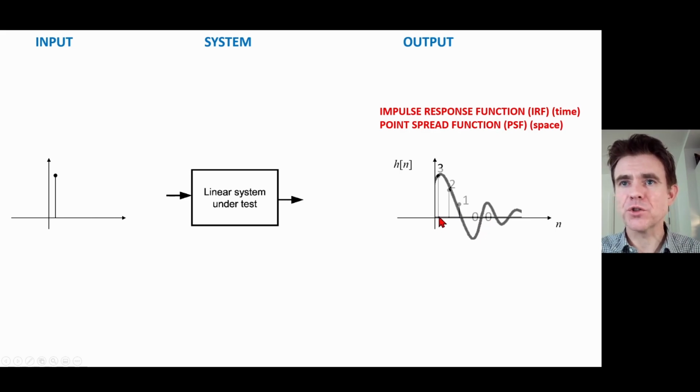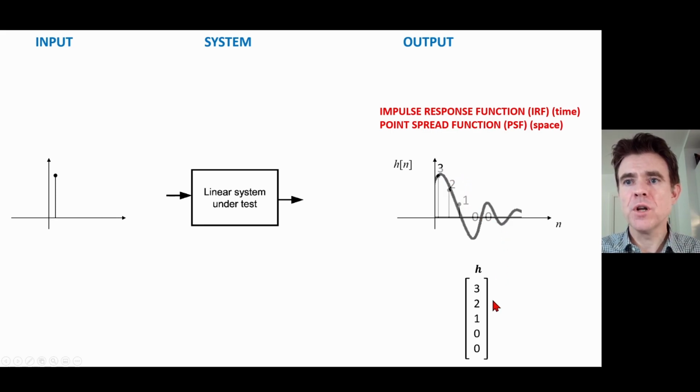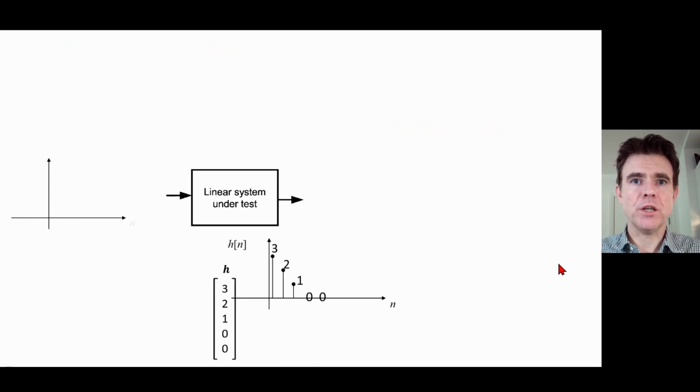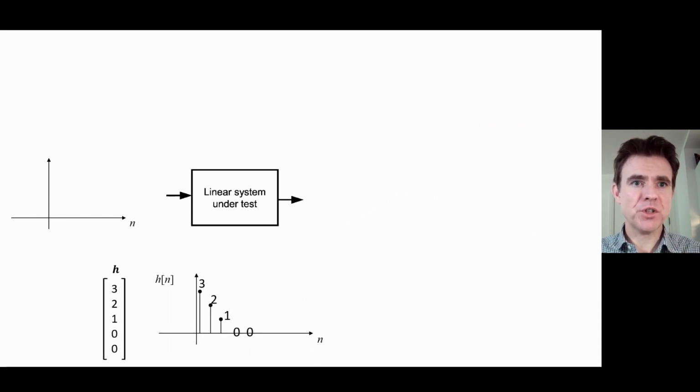I've got this first sample a little bit off the origin just for simplicity here, so we can actually see the amplitude of the sample. I'm just going to be working with a simple convolution kernel or impulse response function that is just the values 3, 2, 1, 0, 0. I'm going to stack those values into a column vector 3, 2, 1, 0, 0 and label that as H.